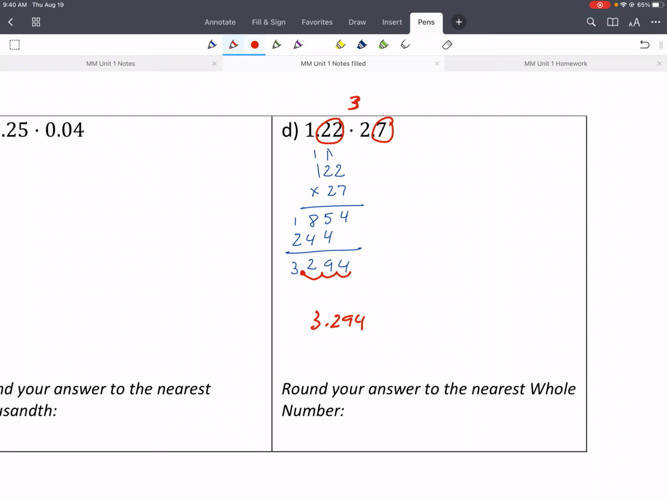And then we're going to round to the nearest whole number. So we look to the right, 2 is less than 5, so we're going to round down to 3. So 3.294 is closer to 3 than it is to 4.